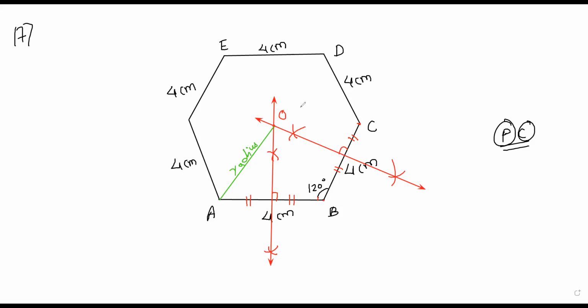So now put your compass on O. So O as the center and OA as the radius, right? Or OB as the radius or any vertex for that matter. Draw a circle such that it passes through all the vertices of the hexagon.